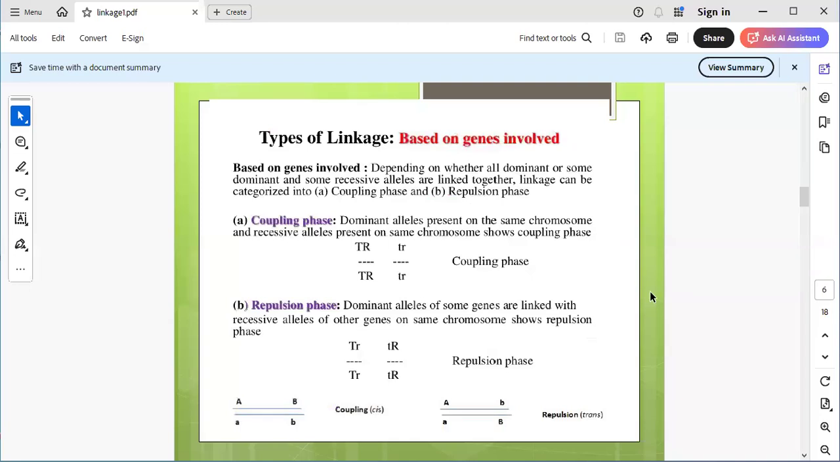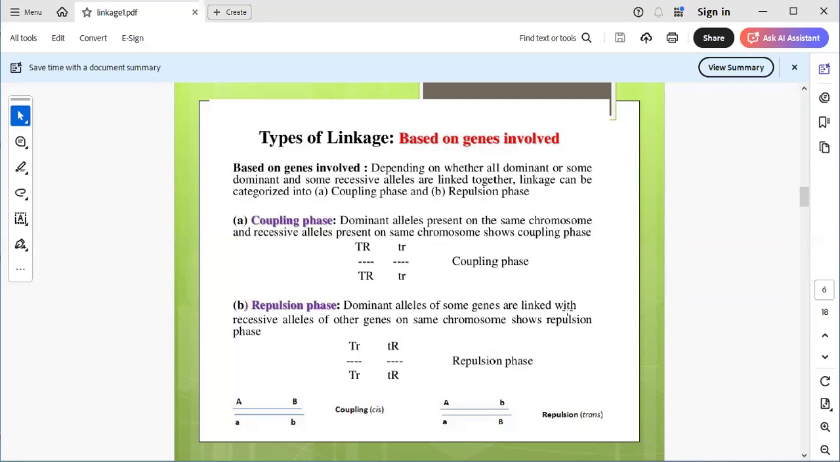సో టైప్స్ ఆఫ్ లింకేజ్ బేస్డ్ ఆన్ ద జీన్స్ ఇన్వాల్వ్డ్. ఇంతకుముందు చెప్పింది ఇది కప్లింగ్ ఫేజ్, రిపల్షన్ ఫేజ్. డామినెంట్ అలీల్స్ ఆఫ్ సమ్ జీన్స్ ఆర్ లింక్డ్ విత్ రెసెసివ్ అలీల్స్ ఆఫ్ అదర్ జీన్స్ ఆన్ సేమ్ క్రోమోజోమ్ షోస్ రిపల్షన్ ఫేజ్. అంటే ఒక క్యాపిటల్ లెటర్ జీన్, ఒక స్మాల్ లెటర్ జీన్ కనుక క్రోమోజోమ్ పై ఉన్నట్లయితే దట్ ఇండికేట్స్ రిపల్షన్ ఫేజ్. టూ డామినెంట్ జీన్స్, టూ రెసెసివ్ జీన్స్ కనుక ఉన్నట్లయితే దట్ ఈస్ కాల్డ్ కప్లింగ్ ఫేజ్.